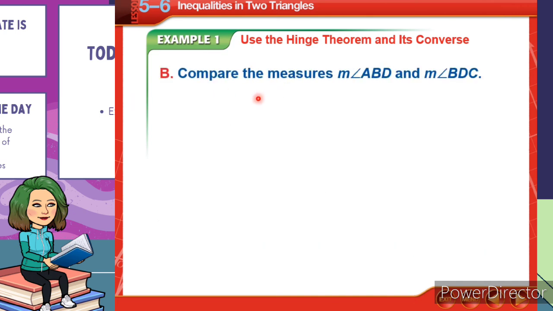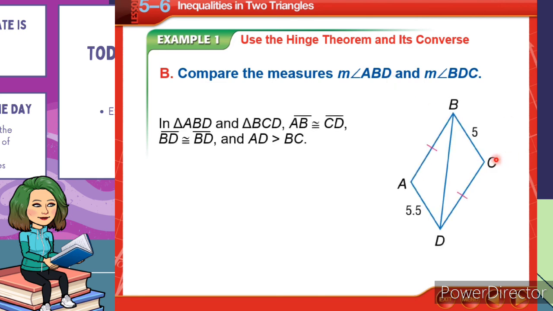Alright, how about compare the measures of angle ABD and angle BDC? So, in this problem, we are comparing the two angles. So, this is a converse hinge theorem. So, uulitin natin. Pag hinge theorem, we are comparing the sides. While pag converse, kabaligtaran, we are comparing the angles.